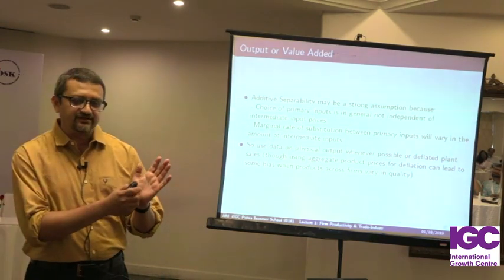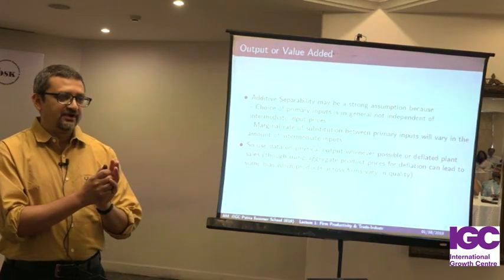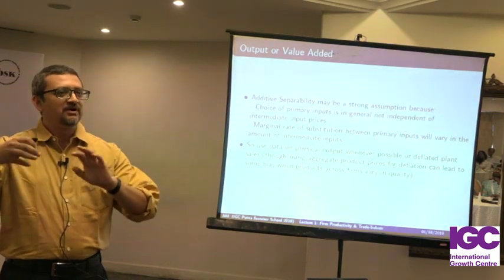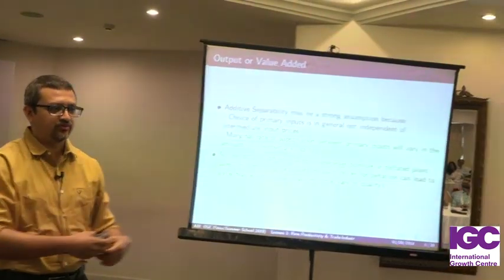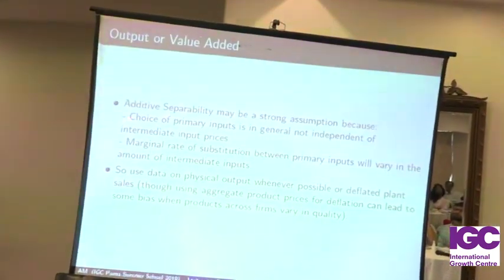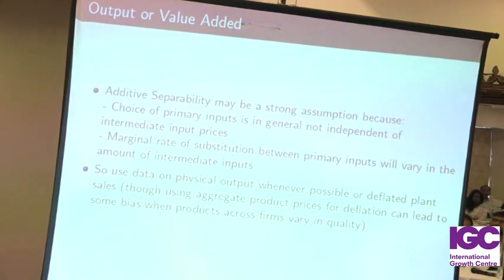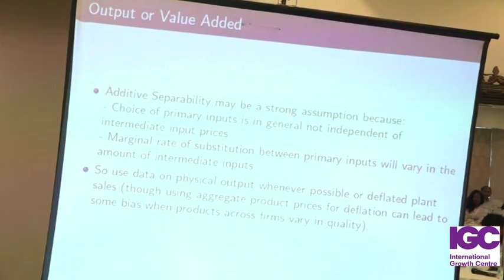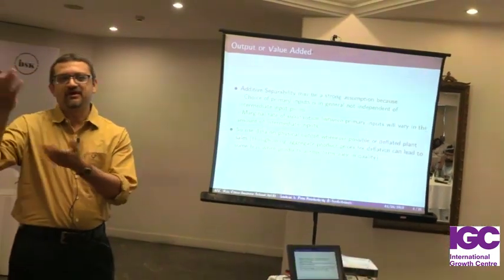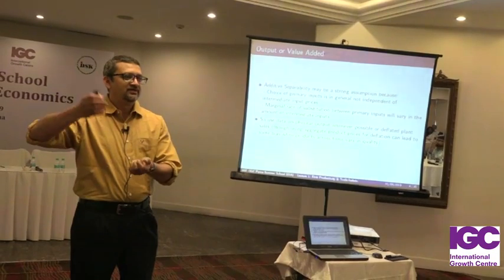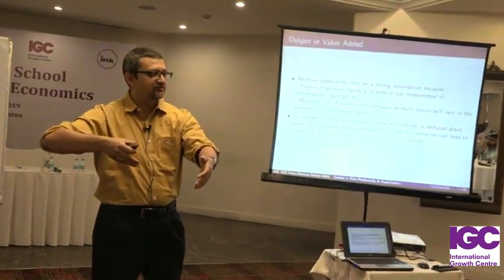You are taking the sales or output, subtracting out all the cost of inputs, intermediate inputs, and running a regression on L and K. If everything else is the same, if you increase L, what will happen to this output? But the choice of primary inputs is in general not independent of intermediate input prices. So when you say you are subtracting it out, L and M are determined at the same time. What the electricity cost will be determines how much you will produce, how much electricity you want, and how many workers you hire.